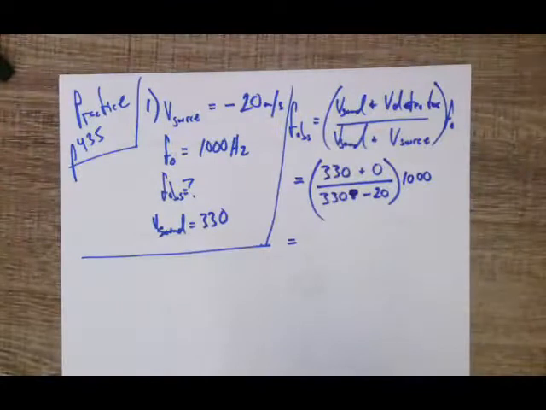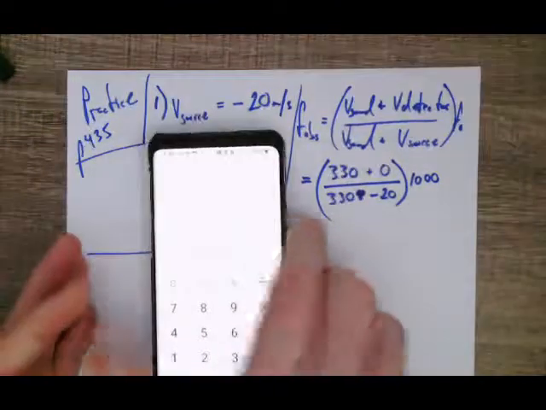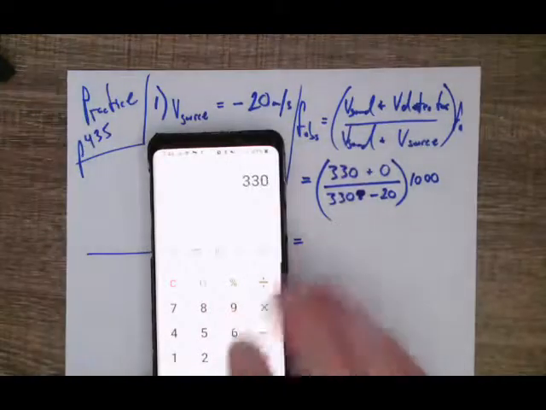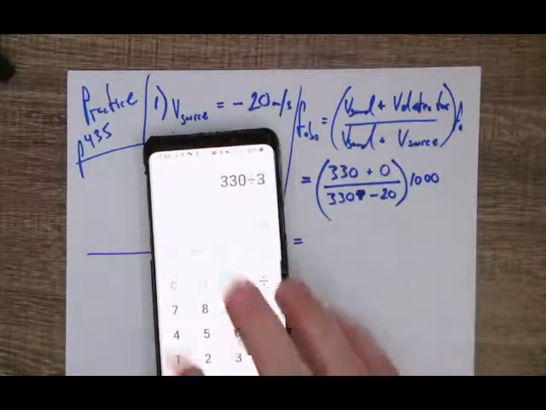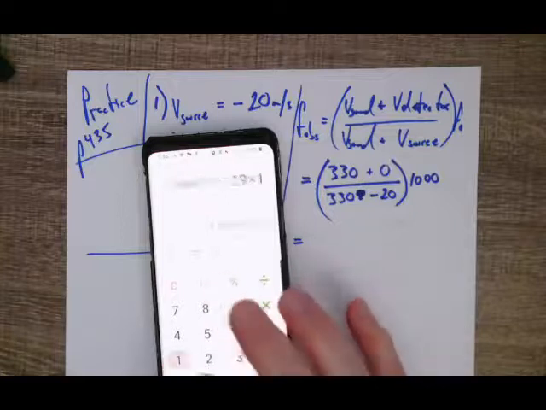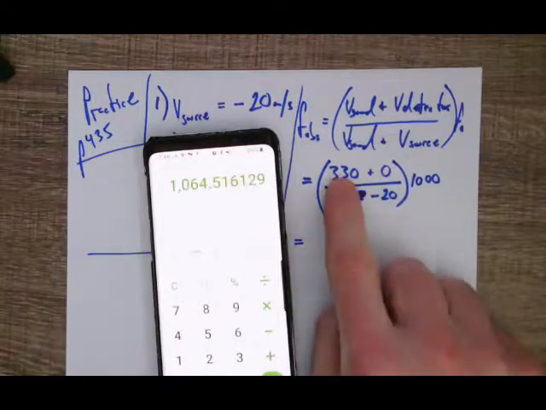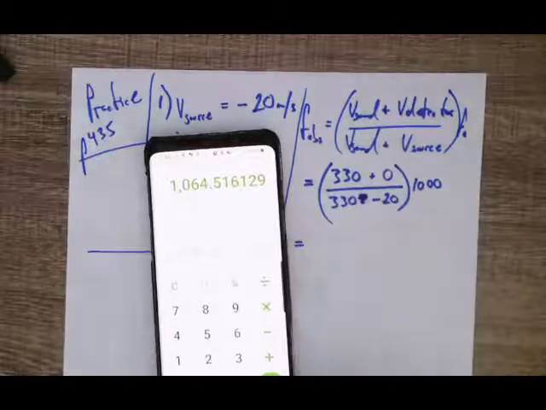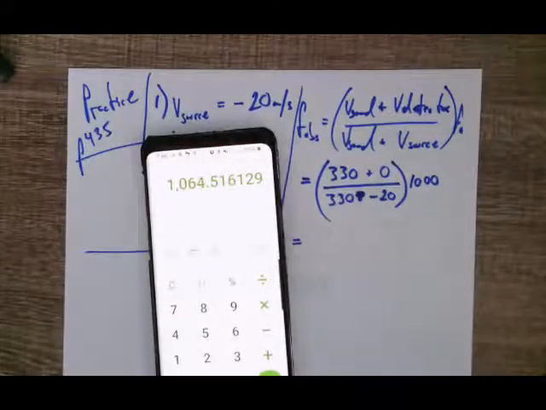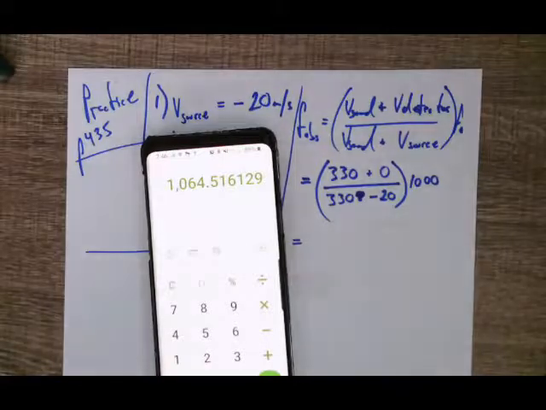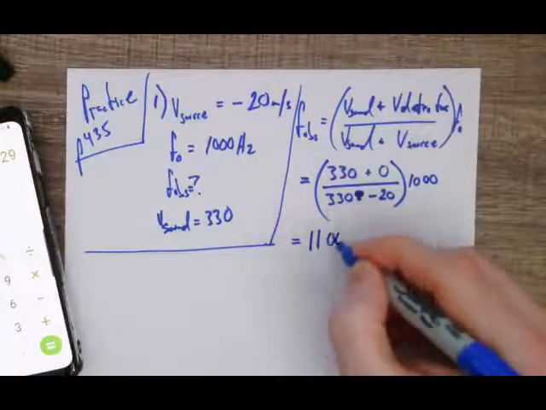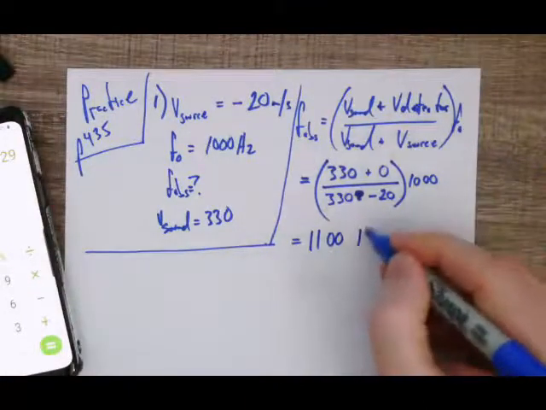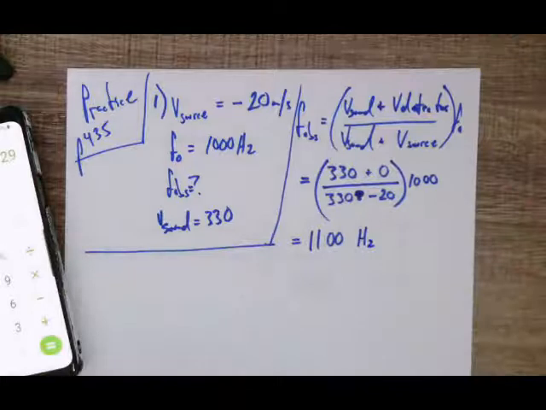Okay? So it's 330 divided by 310, right? Because 330 minus 20, times 1,000. You could have done 330 times 1,000 first. That's fine. So how many sig figs in this question? 2. 2 sig figs. So that's 1,100 hertz. It's not hertzes, don't say it that way, it's just hertz.